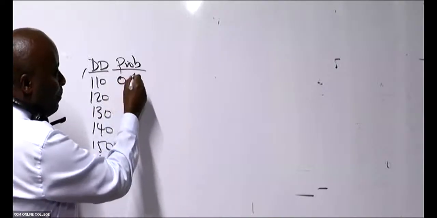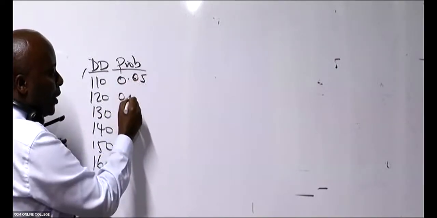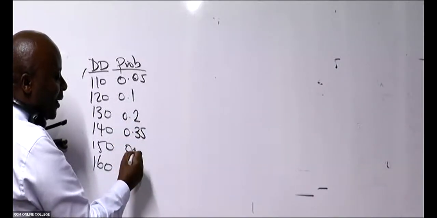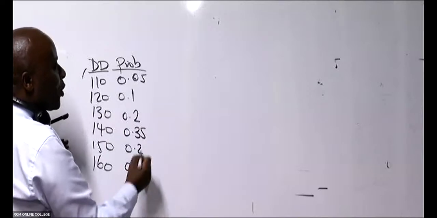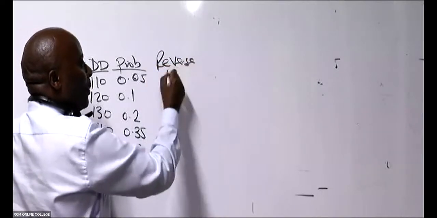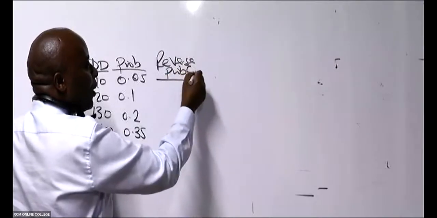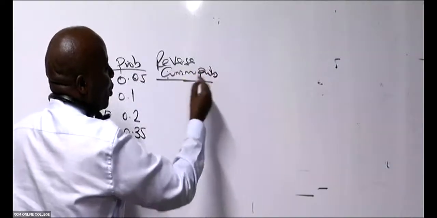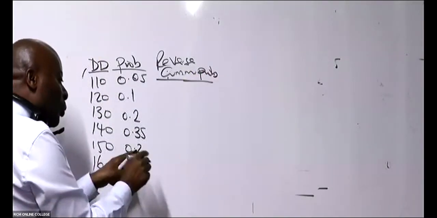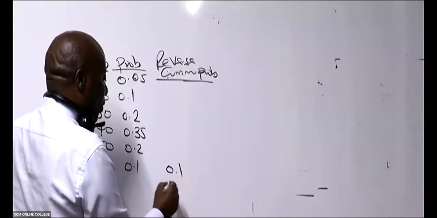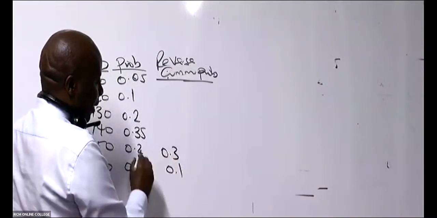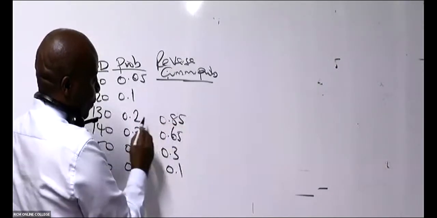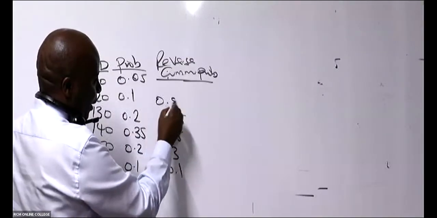The first one is 0.05. The second one is 0.1, 0.2, 0.35, 0.2, 0.1. So then you come and give us what we call reverse cumulative probabilities. You start accumulating them from down here. So we have here 0.1. When you add this one, it gives me 0.3. This gives me 0.65. This gives me 0.85, isn't it? When you accumulate this, it gives me 0.95.